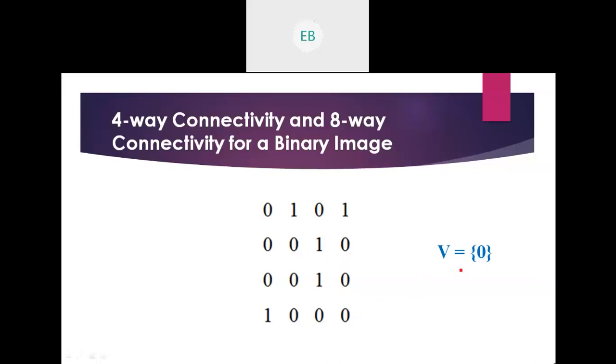Then let's talk about the set of values having only 0. We spoke on 1. Now let's speak on 0 values. Now I'll take only the zeros here. Forget about ones. Suppose we consider this pixel. What we can see here is this is connected to this horizontally. So we can say that these two pixels are four-way connected.